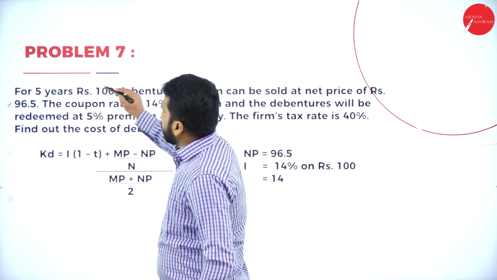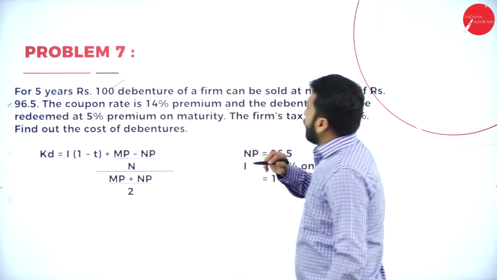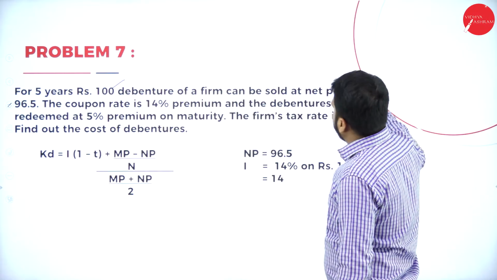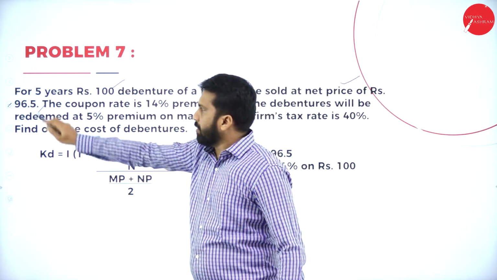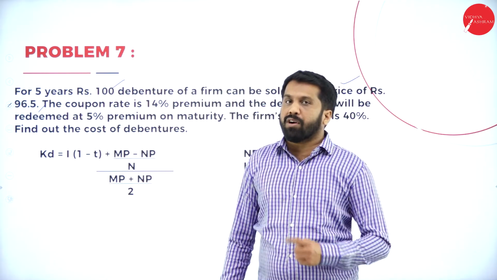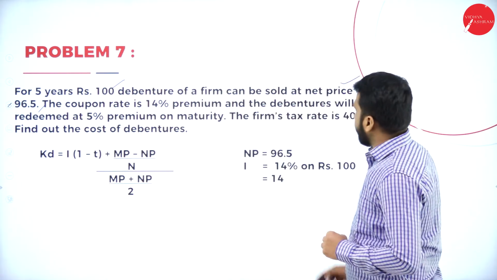For 5 years, your 100 rupee debentures firm can sell at a net price of rupees 96.5. Sold means what? Issued. Issued means what? Net proceeds. What is your net proceeds?